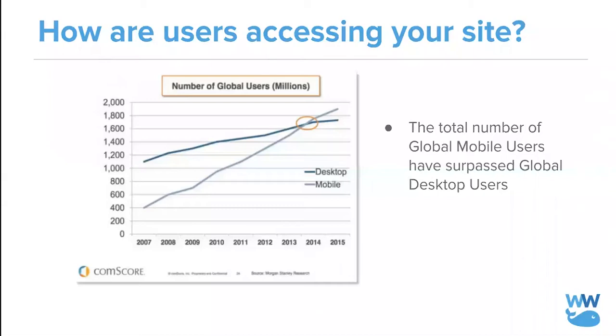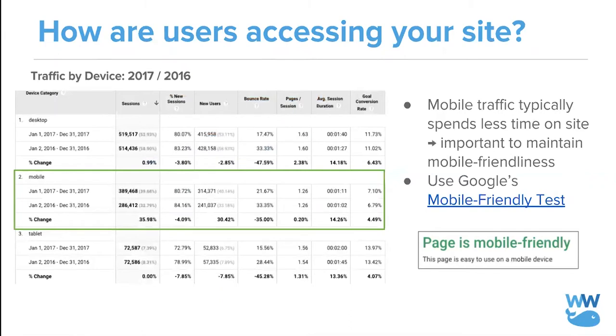So it's vital to make sure that your site is mobile friendly and that you are creating content that appears in a very positive, user-friendly way on mobile devices. And you can see how the makeup of user devices changes from year to year in the device report in Google Analytics. We'll pull it up in just a second.